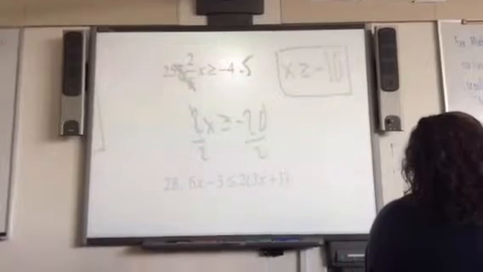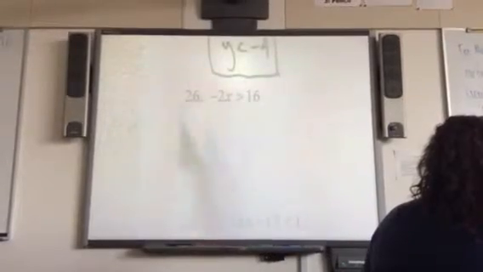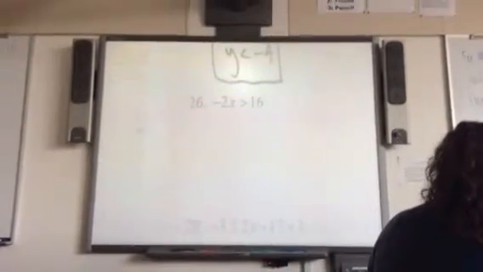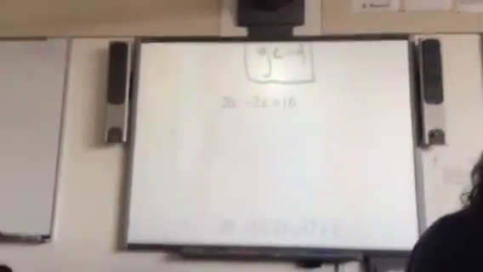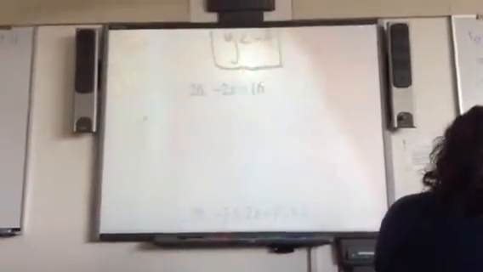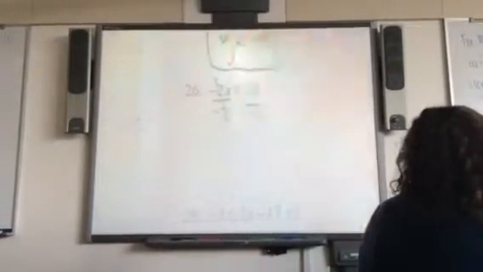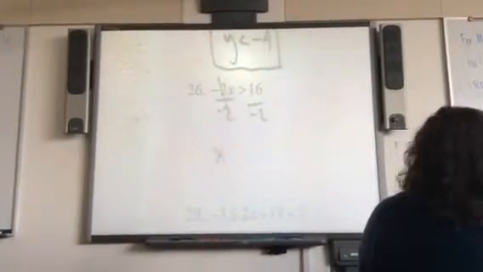All right. Number 26. This is a really quick one, but there's a really important step to remember. This is -2 times x. The opposite of multiplying by -2 would be to divide by -2. So if I divide by -2 on both sides of the inequality, that cancels out. That gives me x by itself.